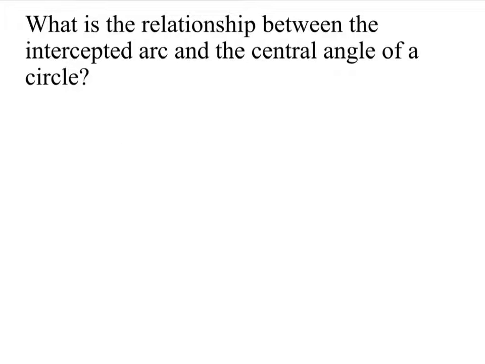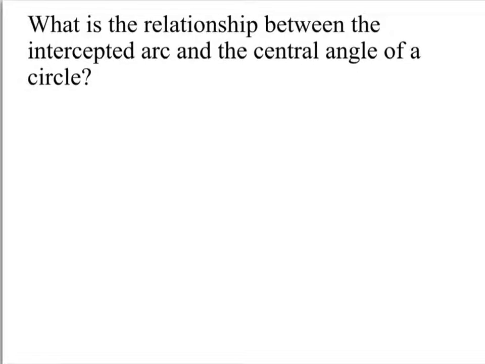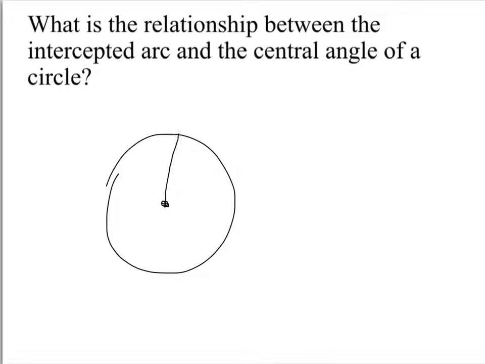What is the relationship between the intercepted arc and the central angle of a circle? So if we have our circle and we have a central angle, remember that goes through the center. Then if our angle is 90, our arc is 90 degrees. So they are equal. That is our relationship.